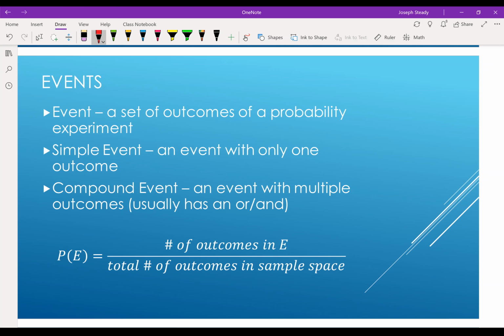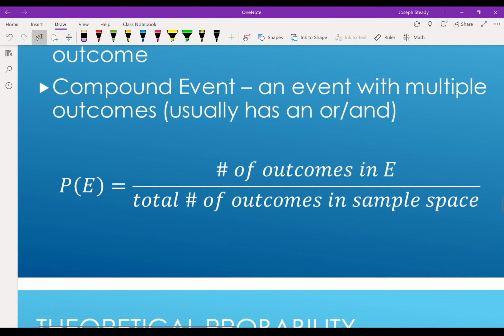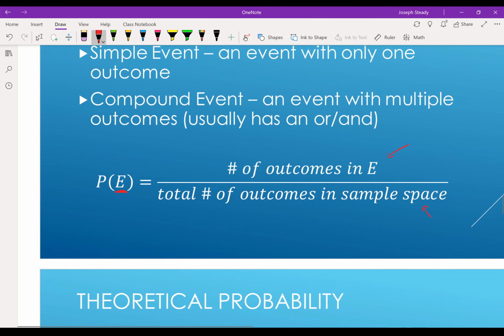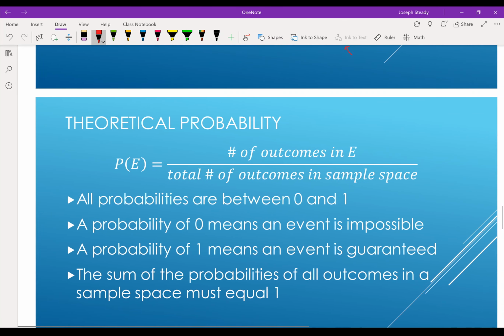And if you only remember one thing for probability, it should be this formula right here, this idea. To find the probability of some event E, all you have to do is look at how many different ways can E happen. So what is the number of outcomes in E, the event E, divided by what is the total number of possibilities in the sample space. This will give you the probability of an event occurring, this fraction right here.